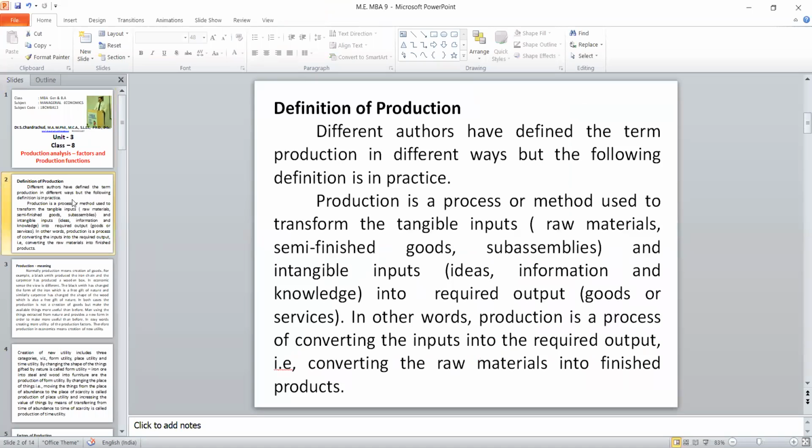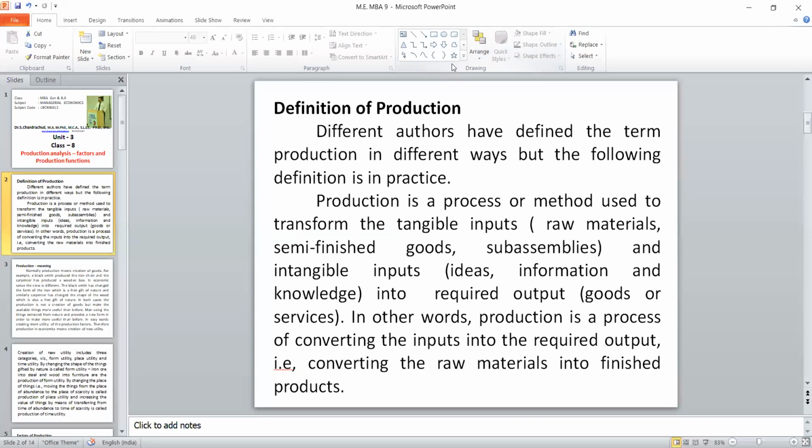Before discussing the production function, first we should know what production is. It is a process which will convert the raw material into the final product. In technical terms, we may say converting the input into output. The input may be ideas or information or even a service. So converting the input into output is called production. For that, we construct a particular function. How this input and output are related is nothing but the production function.